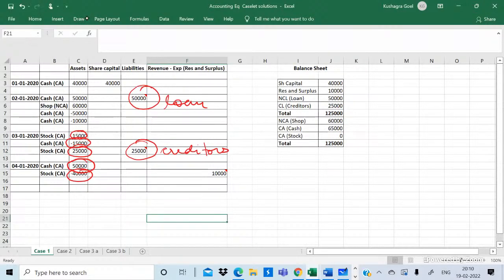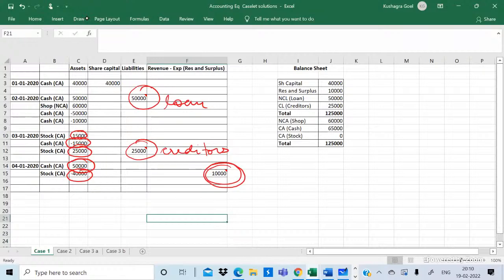The other impact is asset balance going down by 40,000, which means what is happening to the assets? Assets have gone up by 10,000. What's the remaining impact? You made a profit of 10,000. So that profit will be a part of your reserves and surplus. So that's what happened on 4th of Jan.